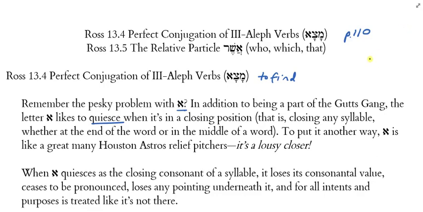It loses vowel pointing. Remember how we said that all consonants in a Hebrew word will have one of two things associated with them, below or right beside them: a vowel or a shewa symbol, right? Except the final consonant might not have anything. So when the aleph quiesces, there will be no vowel pointing underneath it, and we're going to treat it like it's not there.